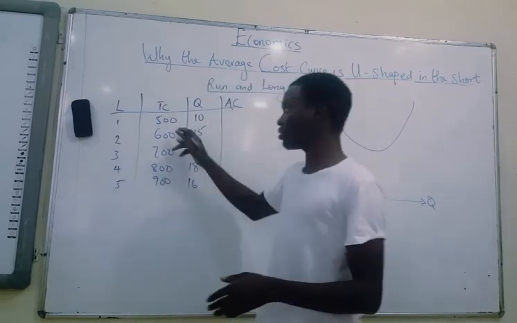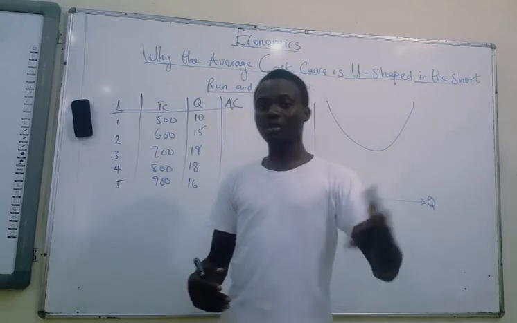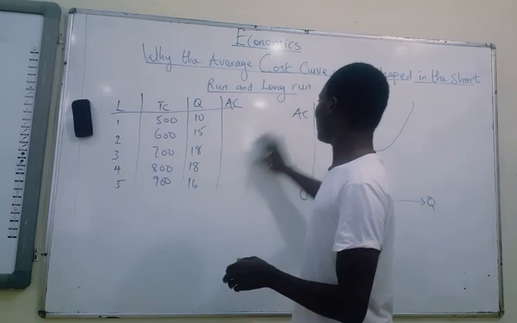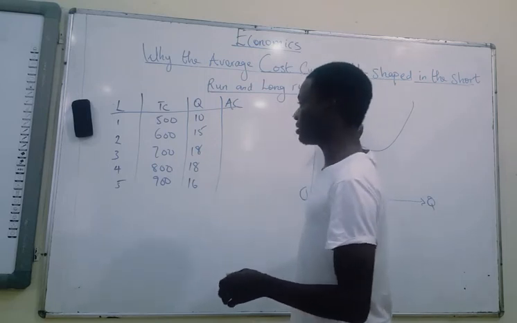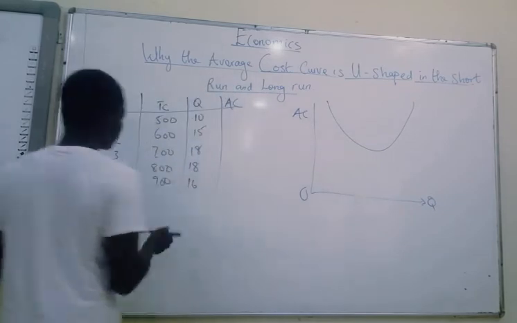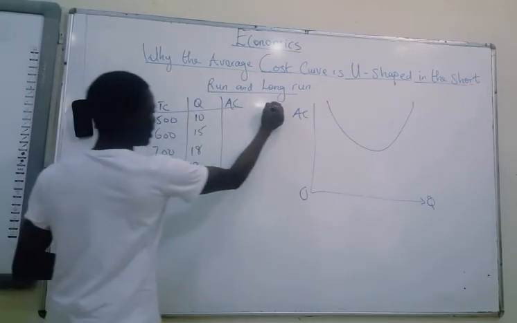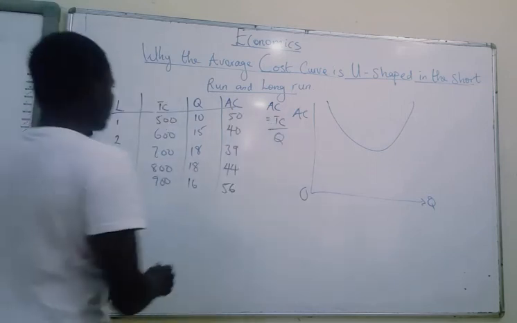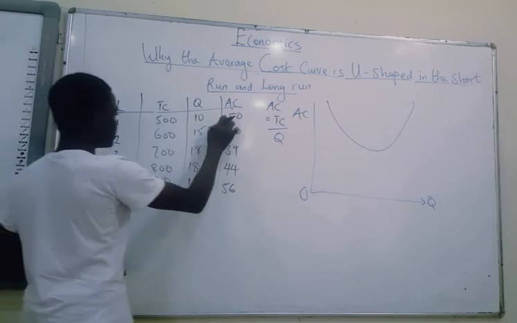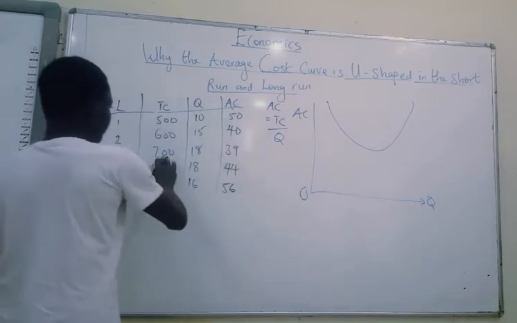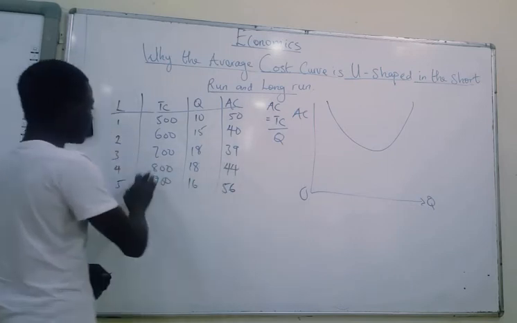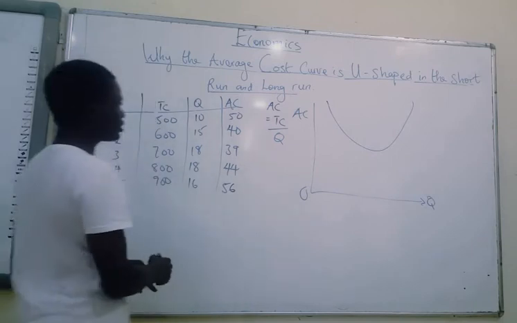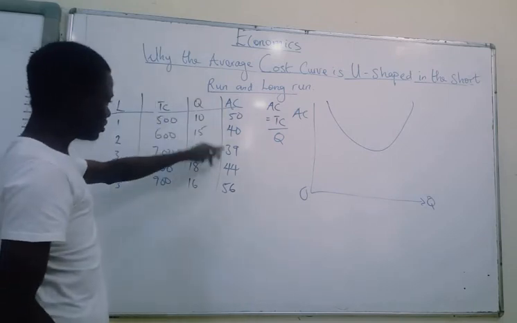But then what happens to total cost? As each laborer is being employed, the total cost keeps rising. So now we will calculate our average cost, where AC, average cost, is equal to total cost divided by quantity. So 500 divided by 10 is 50, 600 divided by this is 40, 700 divided by 18 is approximately 39, 800 divided by this is 44, and 900 divided by this is 56. So average cost reduces up to this point, then it takes off.